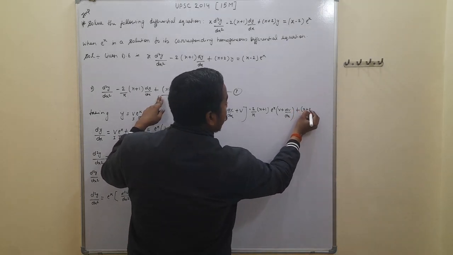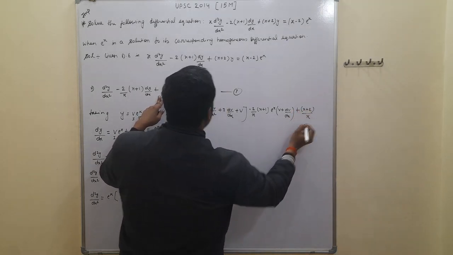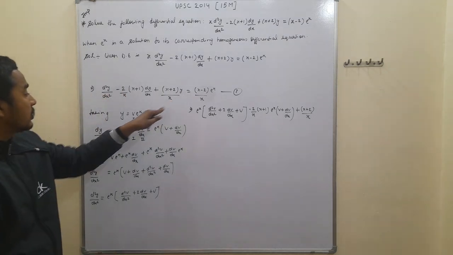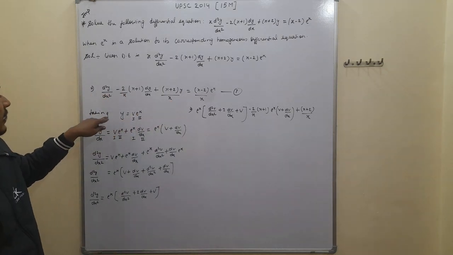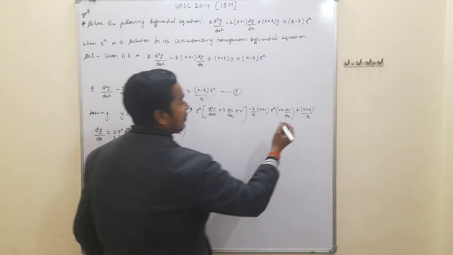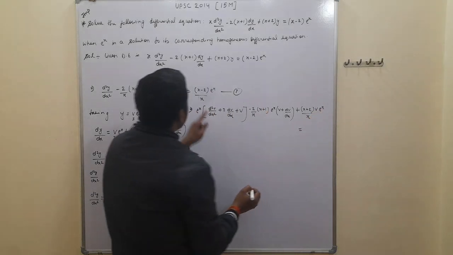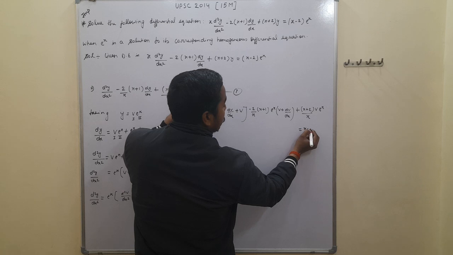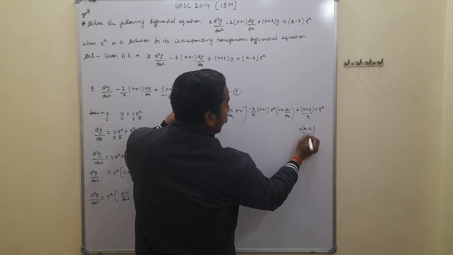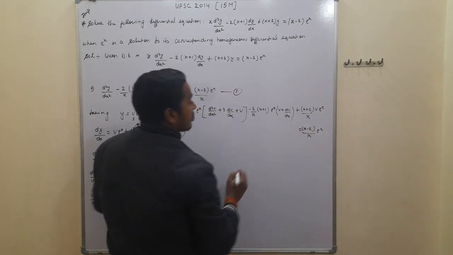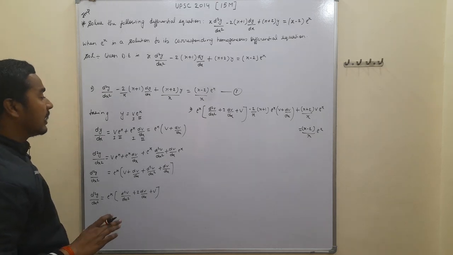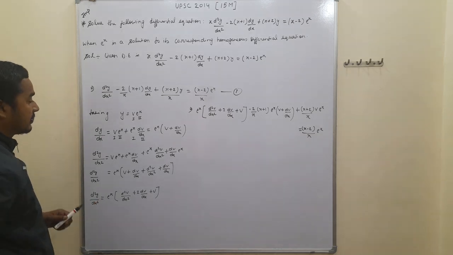x plus of 2 upon x, and we have to put the value of y also. Y is equal to v into e to the power x, so we write here v into e to the power x is equal to x minus of 2 upon x into e to the power x. And from the left hand side we take common e to the power x.